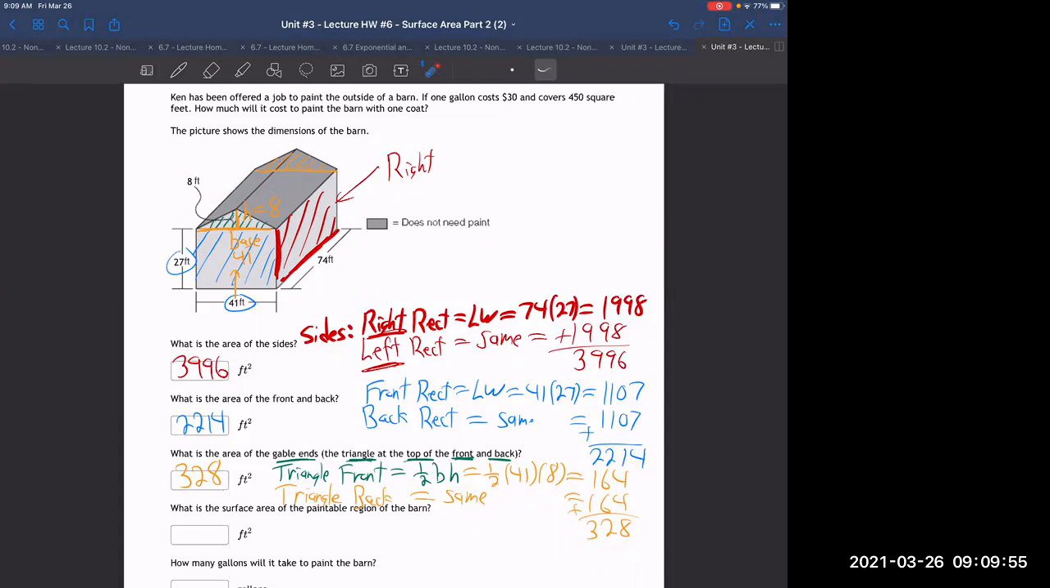And so then their next question, what is the surface area of the paintable region of the barn? So that means we just need to add up these three answers, don't we? Do you see that? We just need to add up these three answers to be right here. Because that's all we've just found, all the paintable regions. Only the roof is not going to be painted, they said. Does not need paint. Only the roof does not need paint. But the right side, left side, front, back, and the triangle at the top and the back, all these guys do need paint. So just add those answers up.